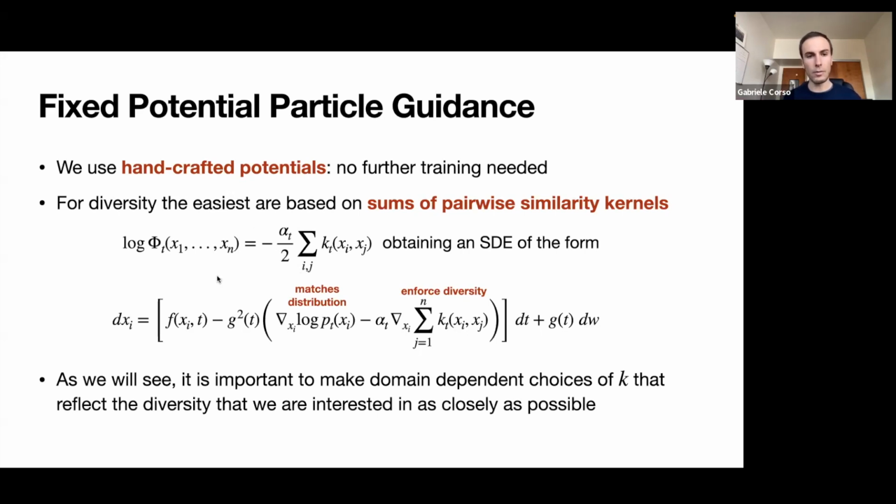Fitting this in the previous SDE that we saw, we obtained something where you can again recognize the score term and the particle guidance term. Here it's very clear that this term is trying to match the distribution, and this term is trying to improve and force diversity. As we will see, it's important to make domain-dependent choices on what kernel you would want to use to reflect the diversity that you're interested in. This is something that's going to become clear in the empirical experiments that we'll see.